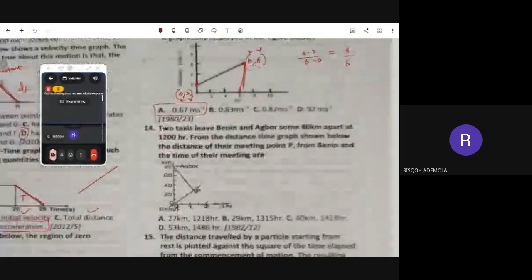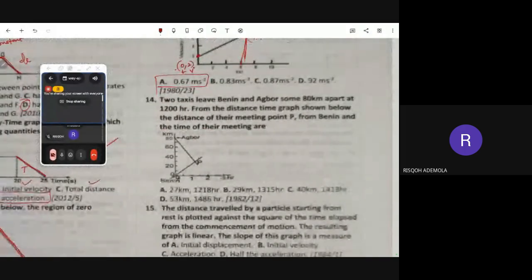Question 14. I have solved this question. I'm tired of solving this question. Two taxis leave Benin and Agbor some 80 kilometers apart at 1200 hours. From the distance time graph shown below, the distance of their meeting point P from Benin and the time of their meeting are.